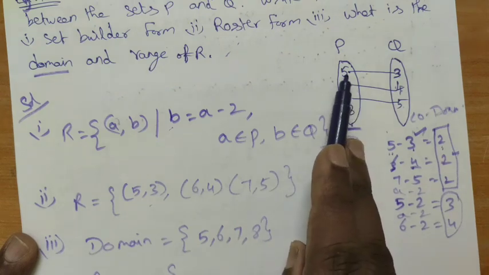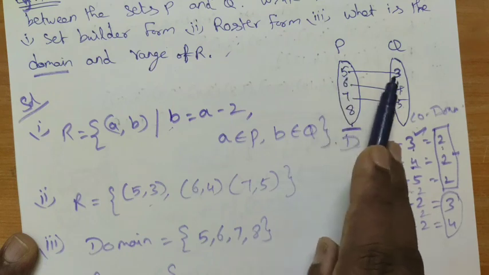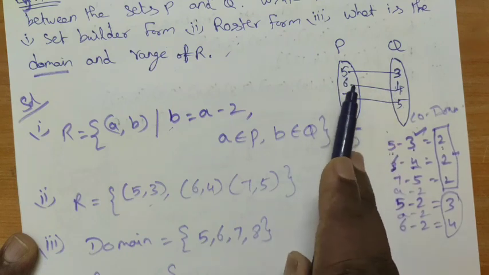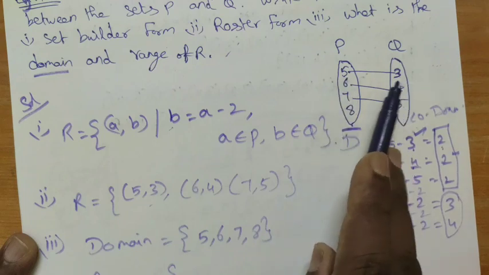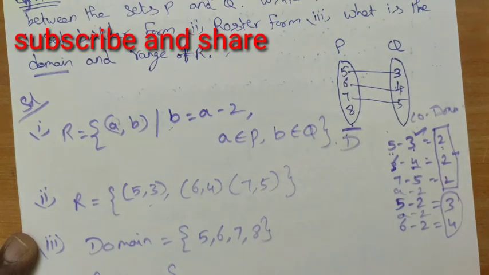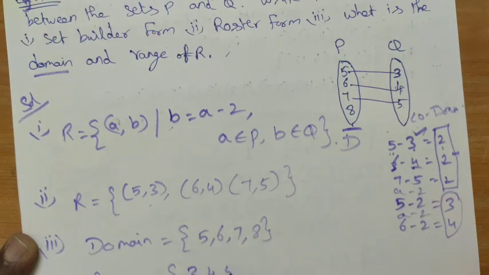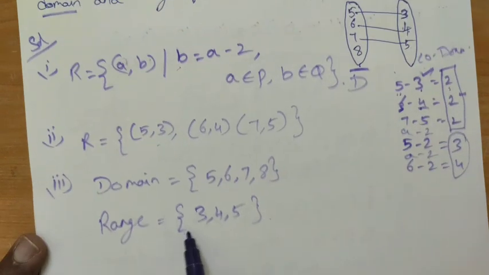So what are the elements mapping from the first set to the second set, right? What are the elements mapping, or images, from the domain to the codomain? 5 is mapping with 3. You write only the codomain's elements, that is 3, 4 and 5. These are the elements mapping. So the range is 3, 4 and 5. This is our answer. Thank you, students.